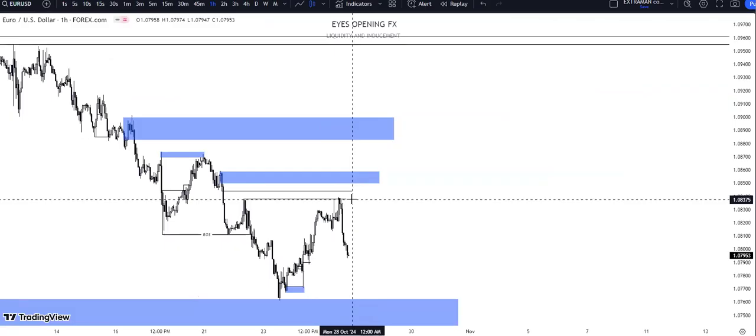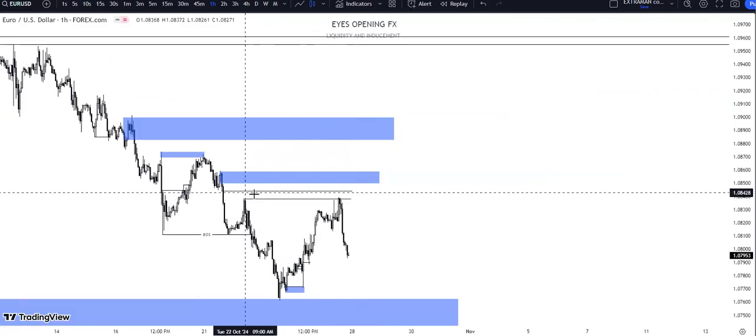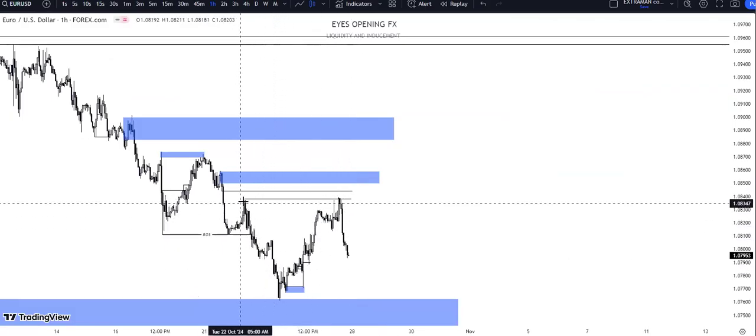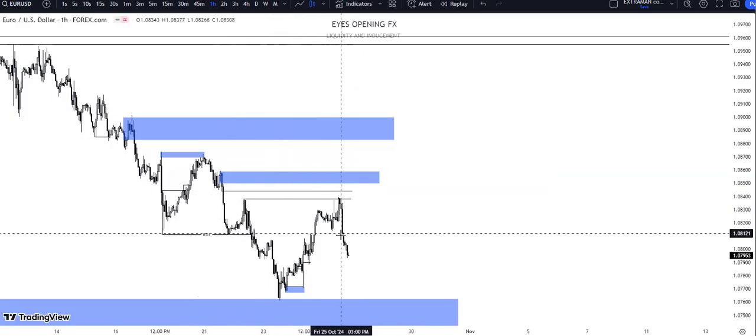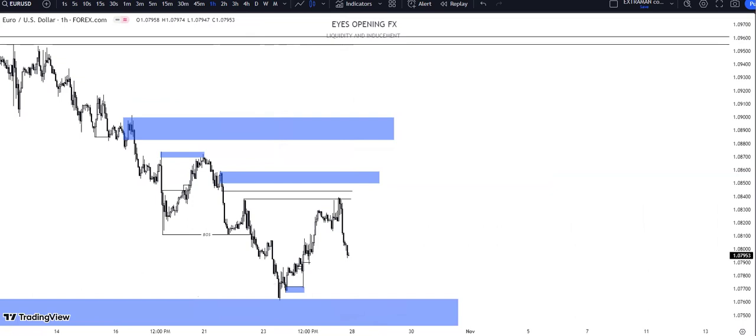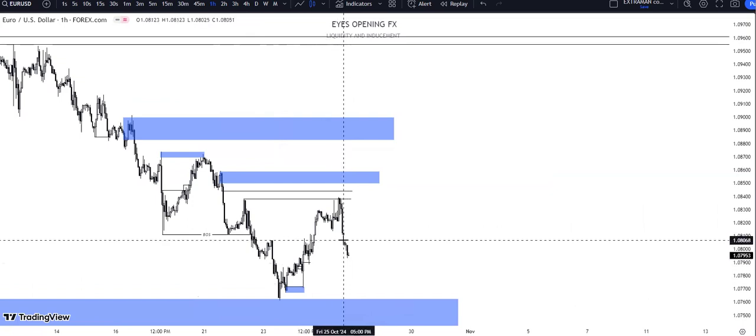Right here on EU, after market traded into this liquidity and imbalance, market now has a bullish bias. So what do you do next? We have this clear imbalance.